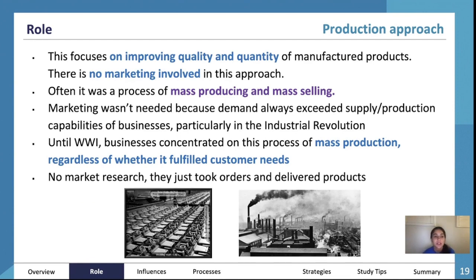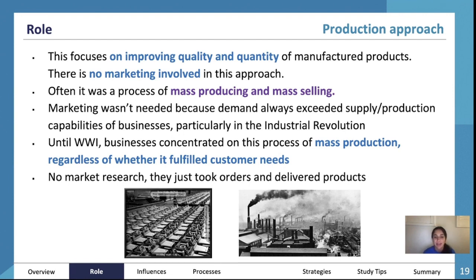So the production approach focused on improving quality and quantity of manufactured products. And there was actually no marketing involved in this approach. All that it was, was mass producing and mass selling. They were just making heaps of stuff because demand was always higher than supply and production, particularly because it was the Industrial Revolution. So if you're doing history, you would understand that they were just consistently producing and producing.